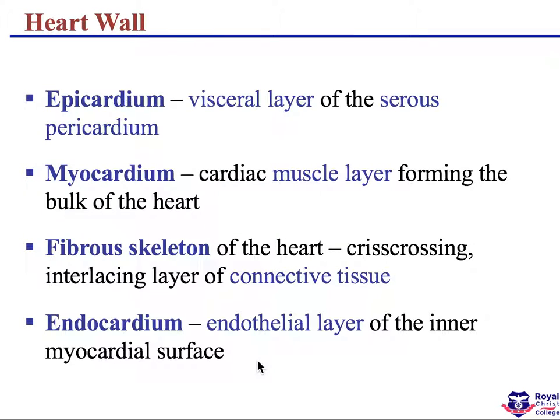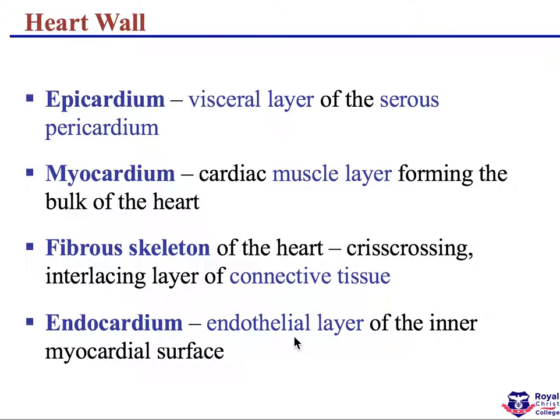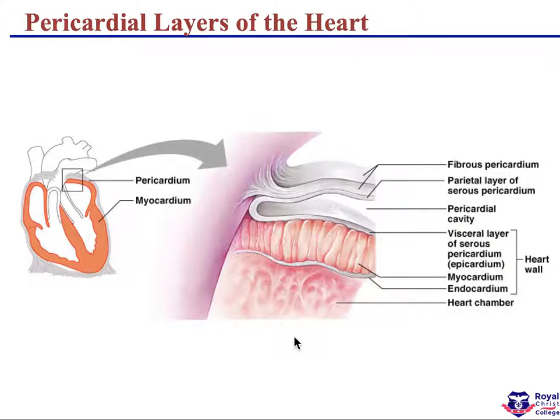So the epicardium is the visceral layer of the serous pericardium. The myocardium is the cardiac muscle layer forming the bulk of the heart. There's a fibrous skeleton, which we'll go into. What you have on the screen now is what the heart wall consists of. So the epicardium, if you go back, is also known as the visceral layer of the serous pericardium. So this is known as the epicardium.